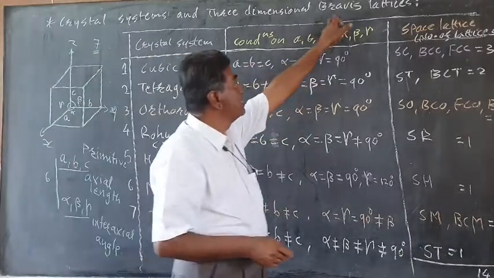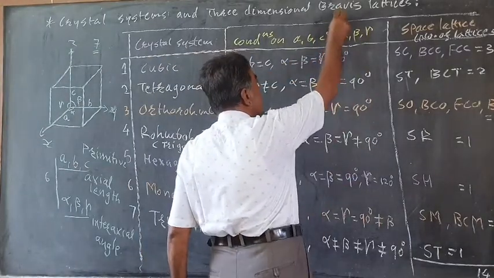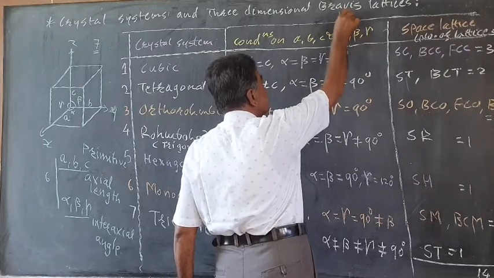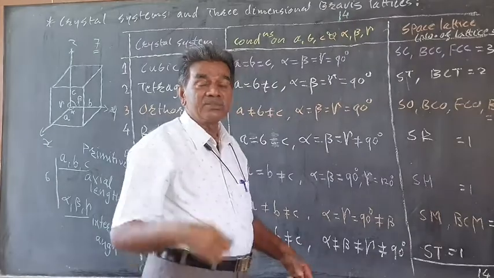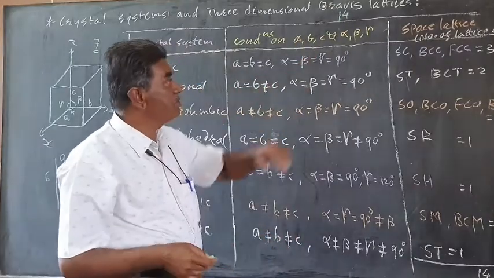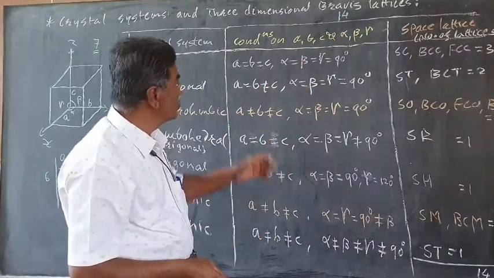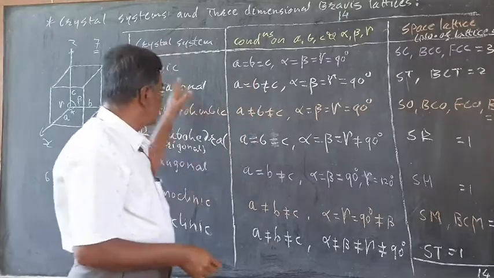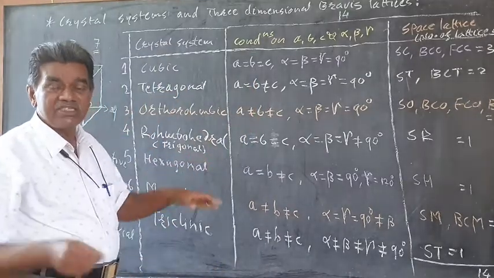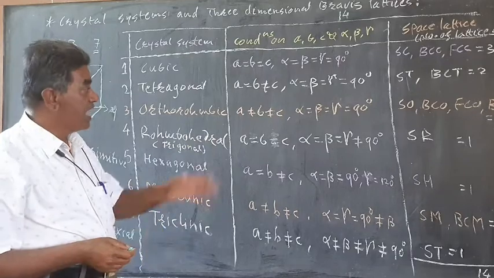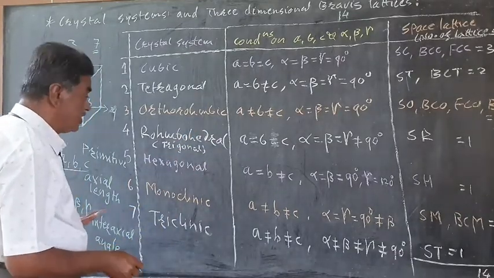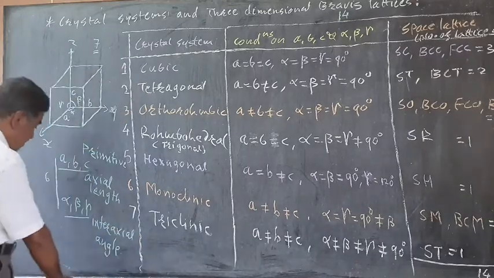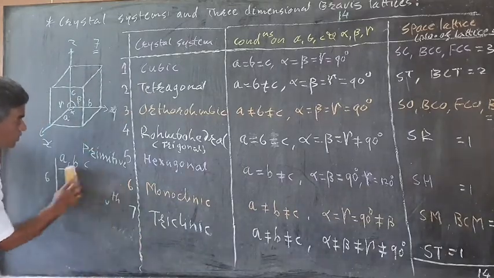Bravais showed that there are only 14 ways of arranging the points in 3 dimensions, which leads to the definition of the space lattice. So there are 14 Bravais lattices in 3 dimensions. Many of the 7 crystal systems have variation in the basic unit cell, and that variation is given here.